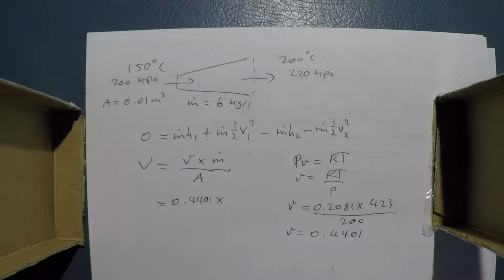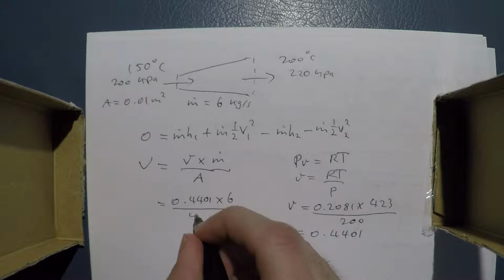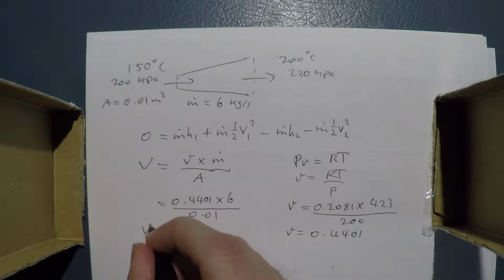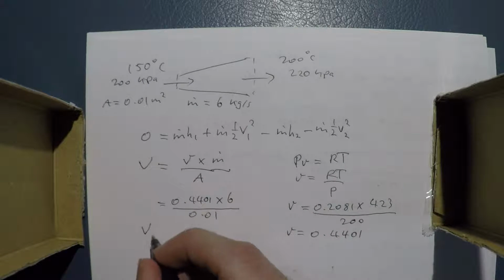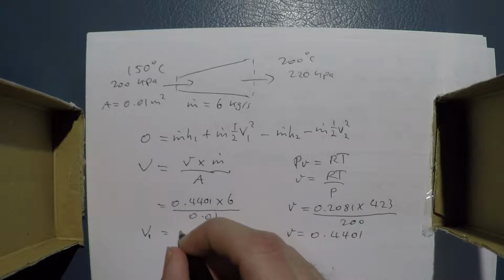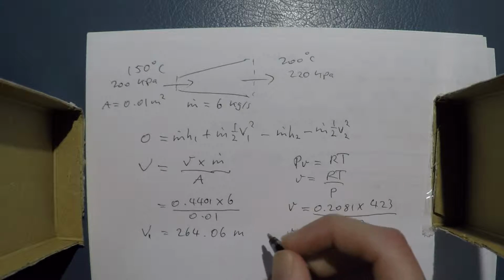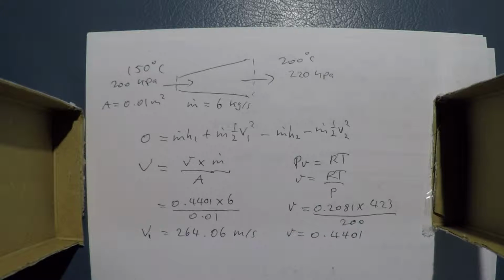Now we return to this equation. 0.4401 multiplied by the mass flow rate 6 over the area 0.01, and this gives us the velocity 1 at the inlet. 0.4401 multiplied by 6 over 0.01. So that gives us a velocity of 264.06 meters per second.